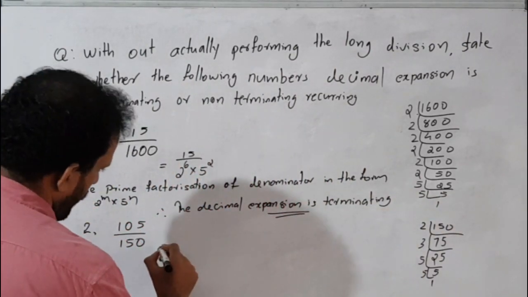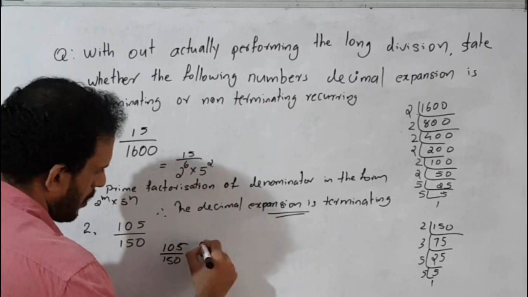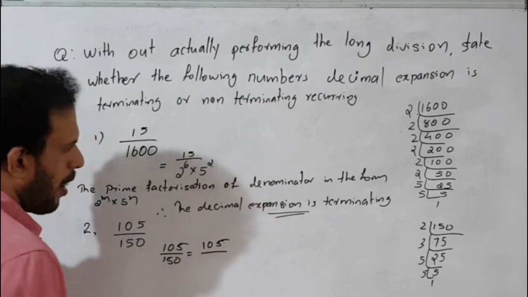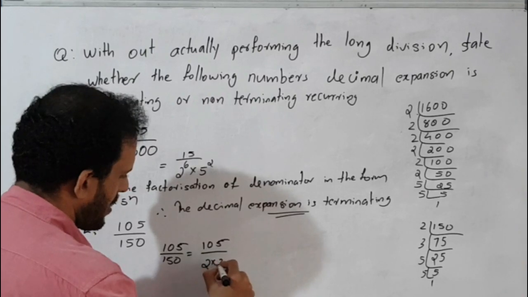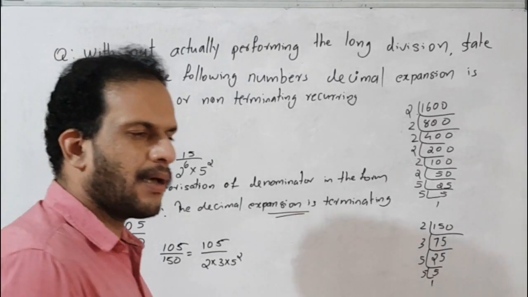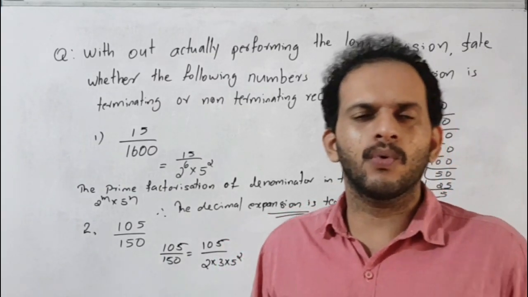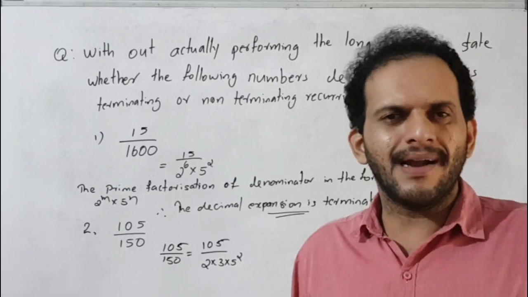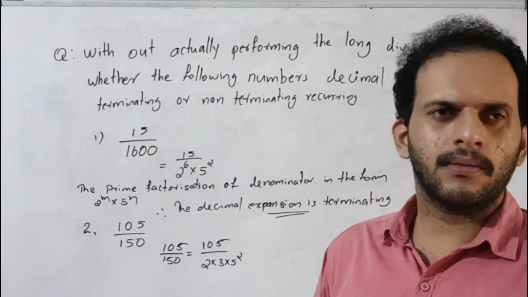So then 105 by 150 is equal to 105 by 2 into 3 into 5 square. Correct? Now it is very clear that the prime factorization of the denominator contains the number 3 extra. It is not in the form of 2 raised to m into 5 raised to n. The prime factorization of 150 contains the prime number 3.